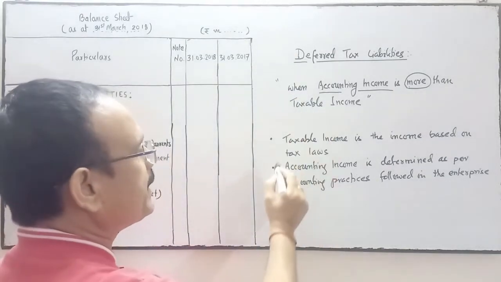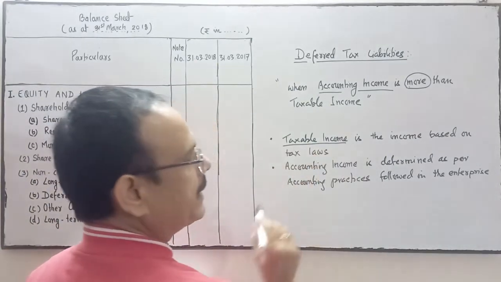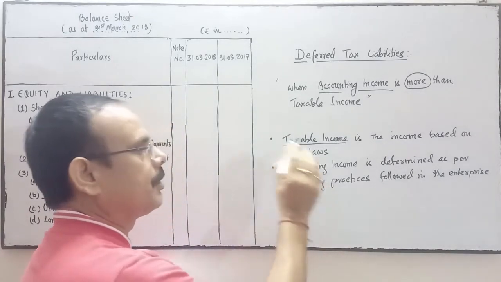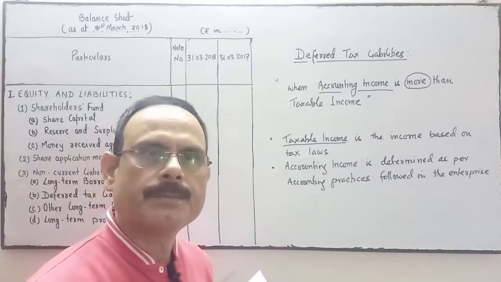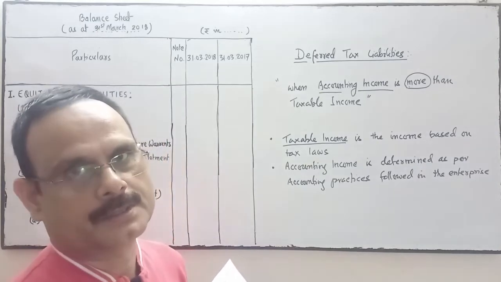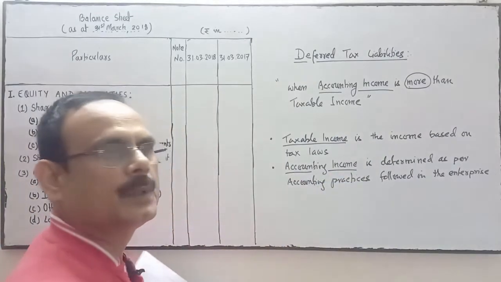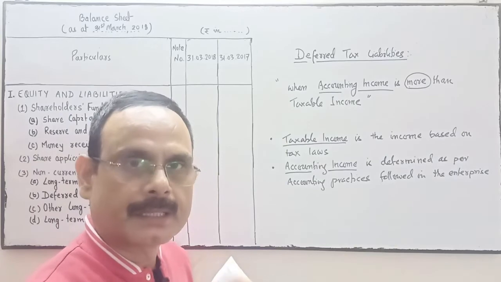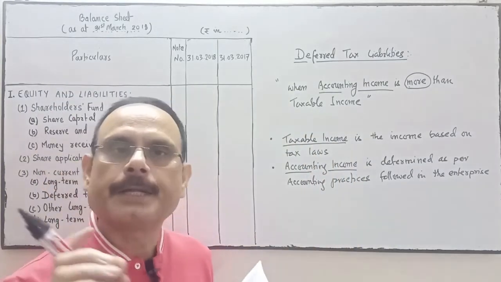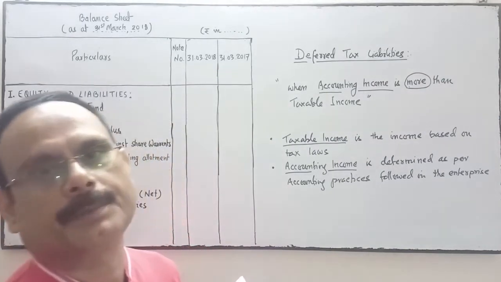So what is accounting income? What is taxable income? Taxable income is the income based on tax laws. And accounting income is the income which is determined as per the accounting practices followed in the enterprise.